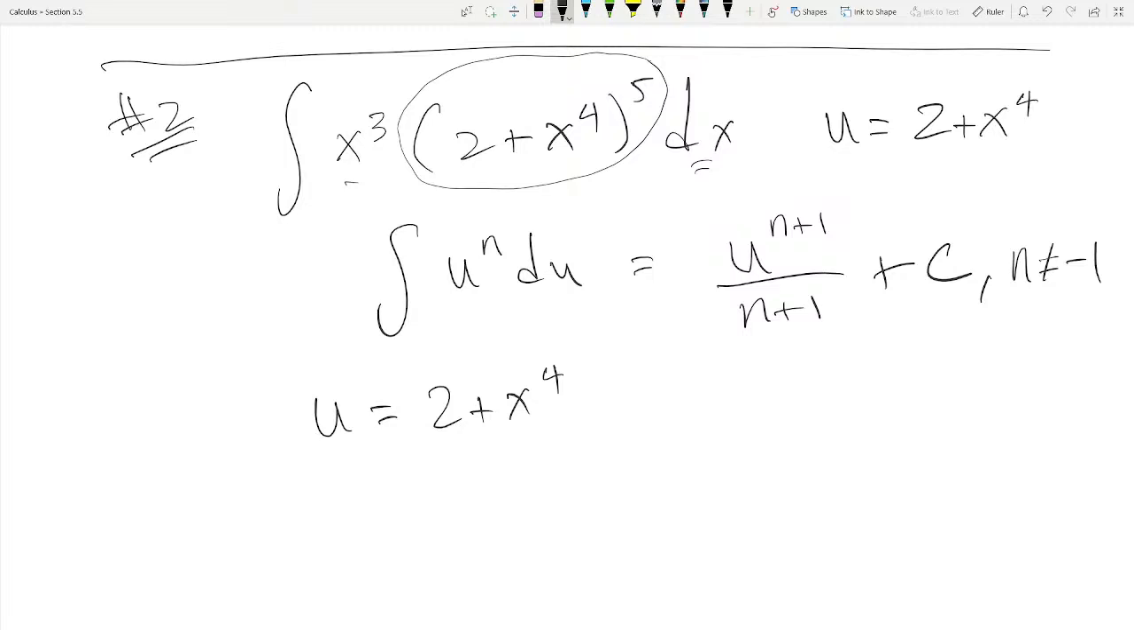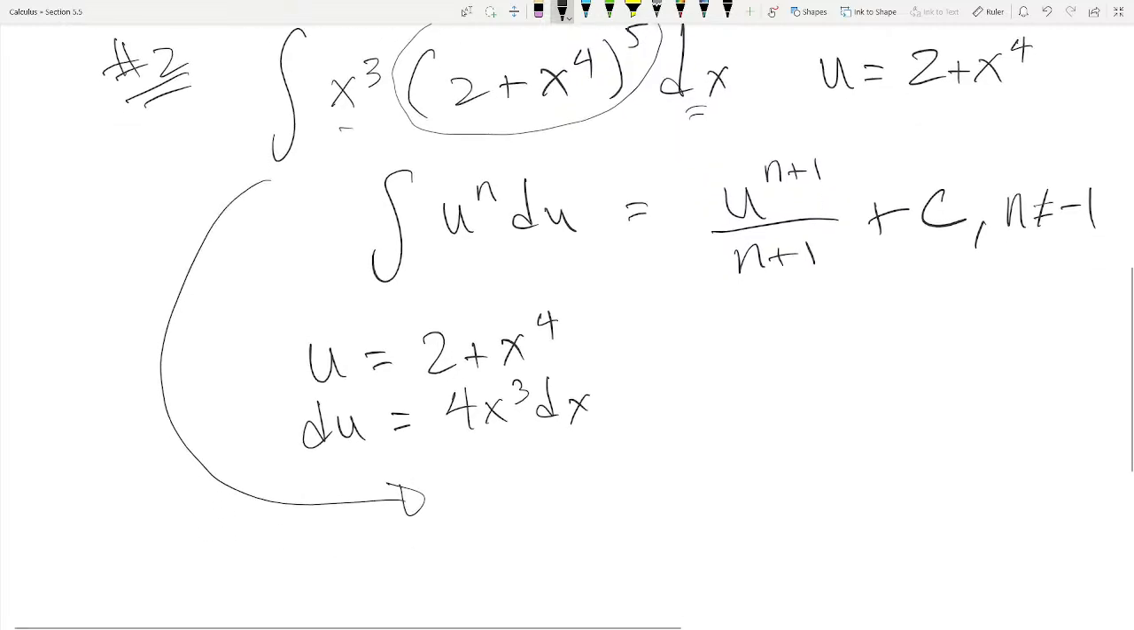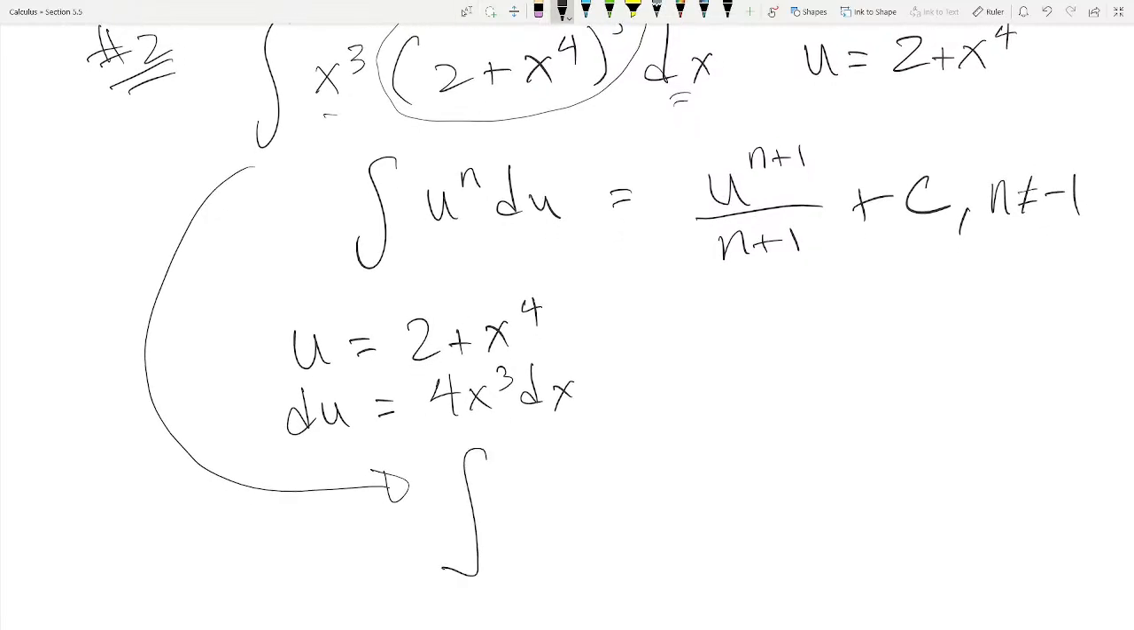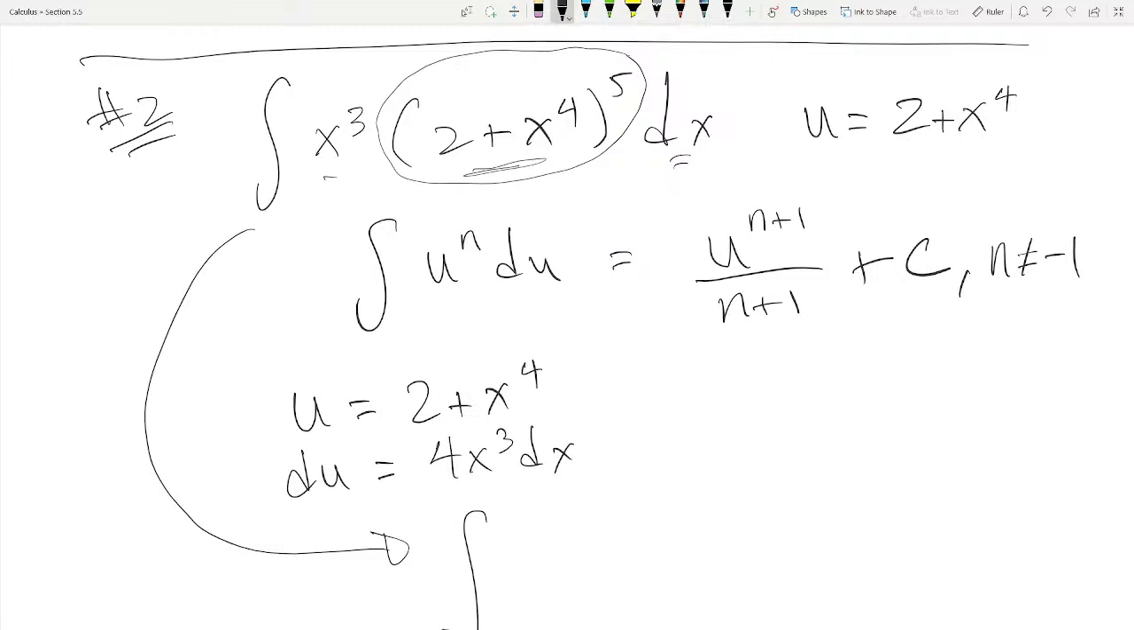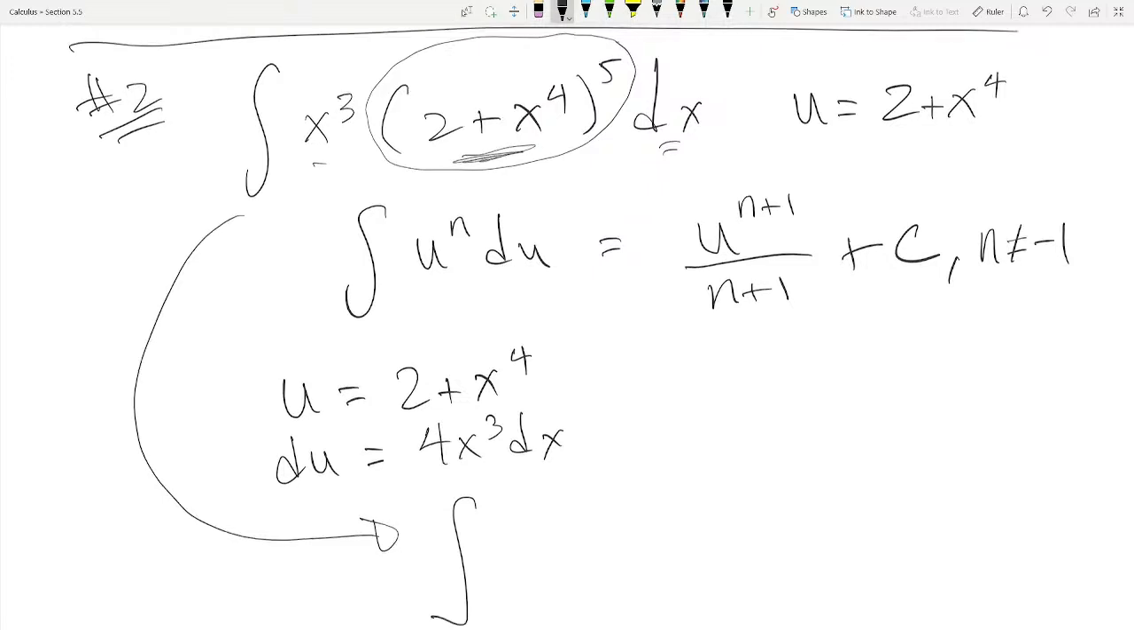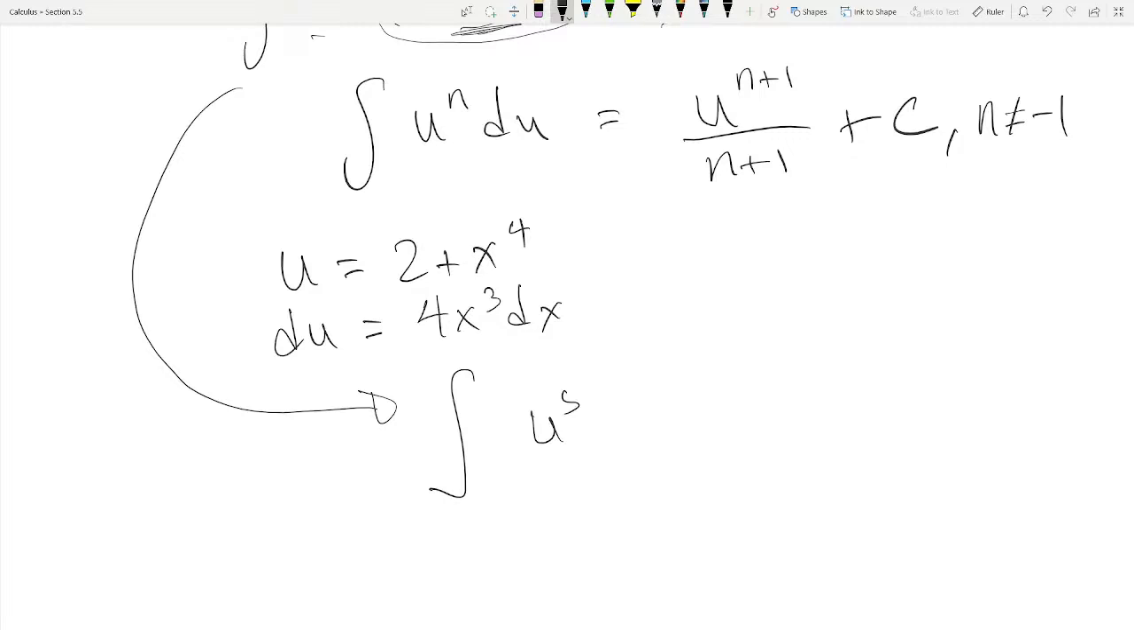So let's follow that. Say u equals 2 plus x to the fourth. And immediately, once you've chosen your u, you take the derivative of both sides. You always get du on this side. And on the right side here, I'll get 0 plus 4x to the third dx. Okay, now my job is to use this information here to do the substitution. This integral is going to become something in terms of u. I've decided that 2 plus x to the fourth is u, so that gets me my u to the fifth.